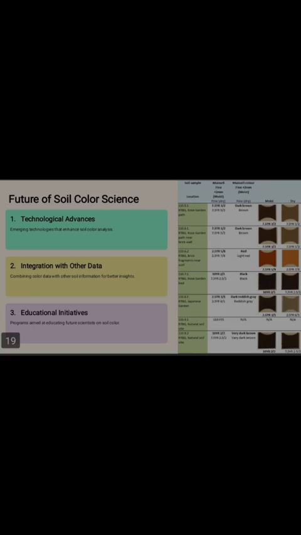Satellite and drone imaging: remote sensing helps map soil colors over large areas for precision farming. Integration with other data: combine soil color data with climate, moisture, and land use patterns. Big data and AI use machine learning to predict soil health and fertility trends. Soil climate models link soil color to environmental changes and carbon storage.